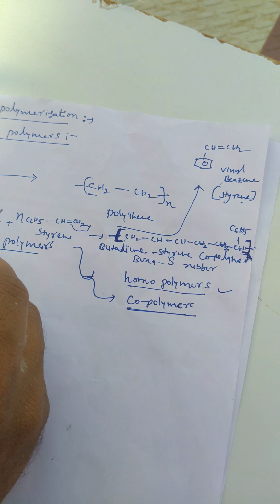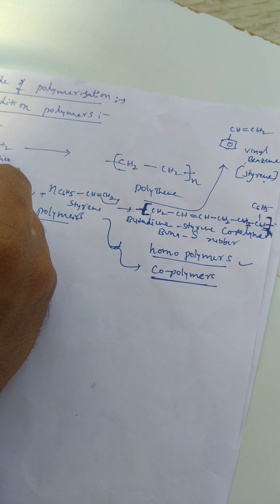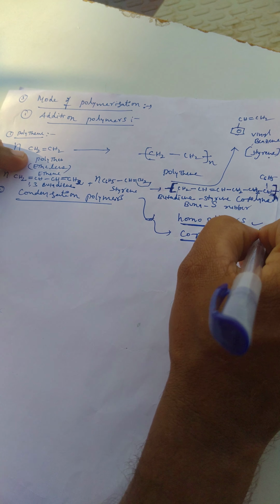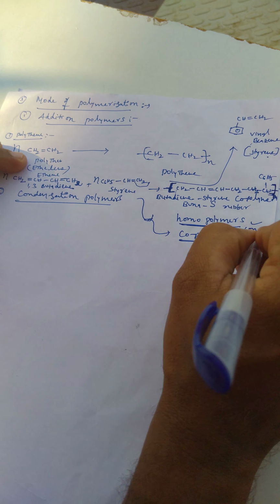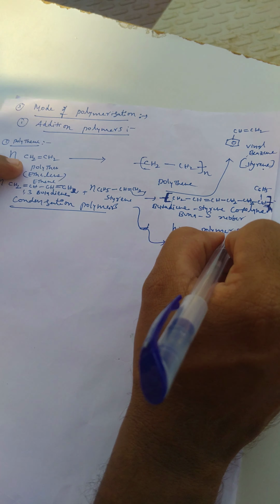Homopolymer means whenever the polymer is made by only one type of monomer, not one monomer, one type of monomer. If the polymer is made by one type of monomer, then it is a homopolymer. See, polythene is an example of a homopolymer.